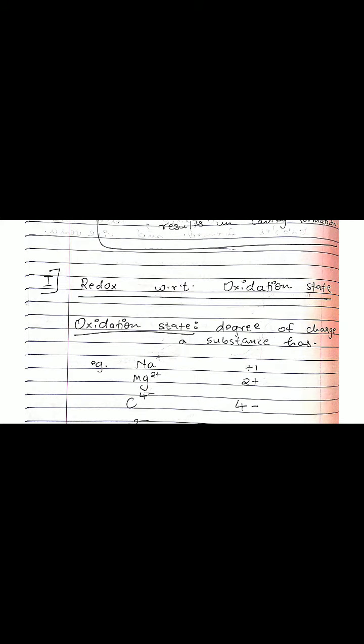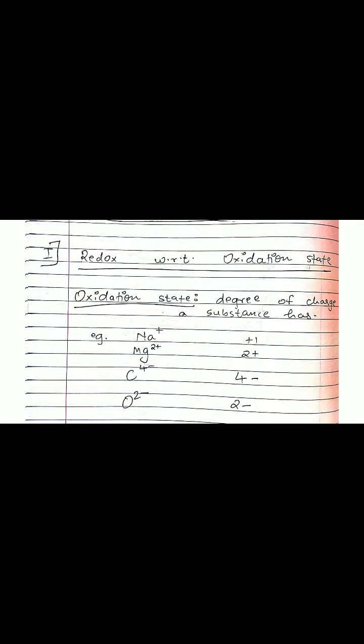The redox reaction with respect to oxidation state. Now we are starting with this. Oxidation state is the technical thing that you need to know. Oxidation state is the degree of charge that a substance has. Now it could be sodium. Sodium, see, basically it's a valency. It's group 1, group 2.